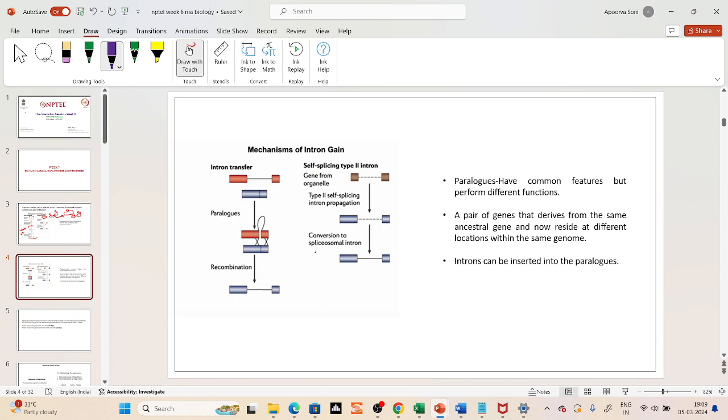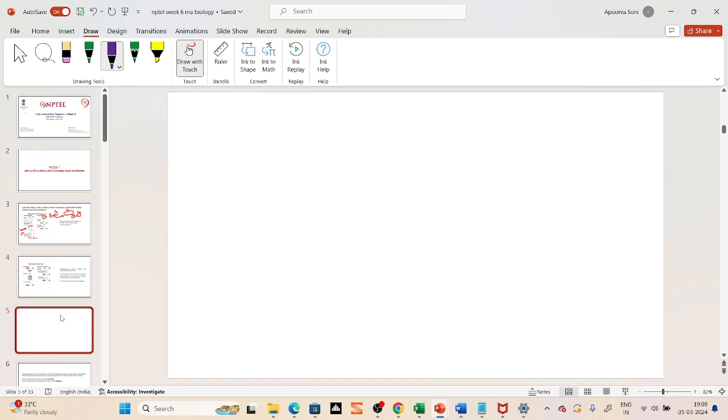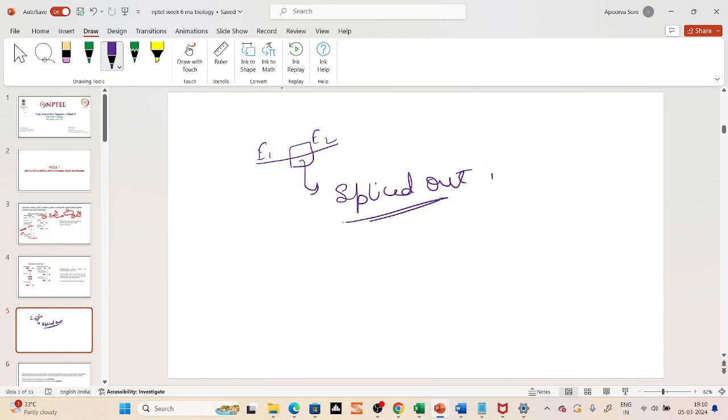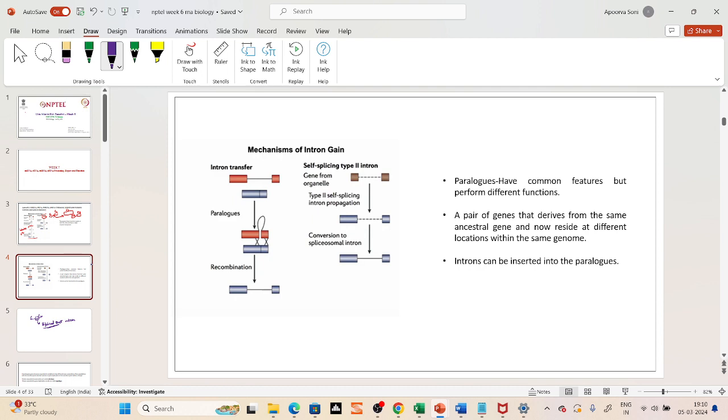For example, if this is your exon 1, exon 2, and this is your intron. Now this is spliced out. This spliced out intron can be inserted into any other region. The only criterion for its insertion is that the other region should have sites so that it can homologously combine. So it can either insert into a similar kind of gene, or it can also insert into a paralogous gene.